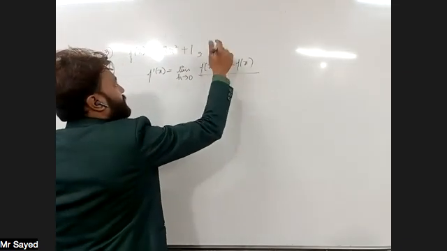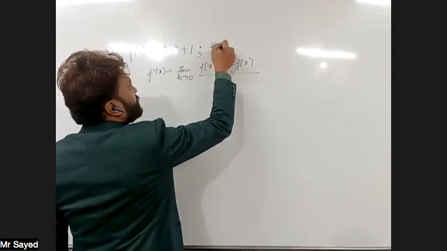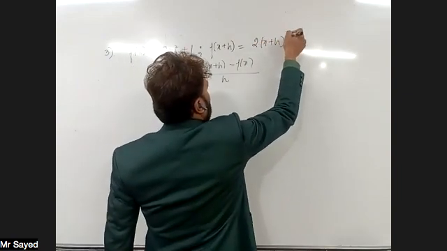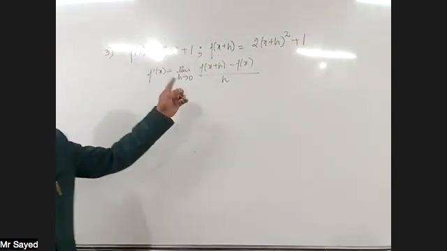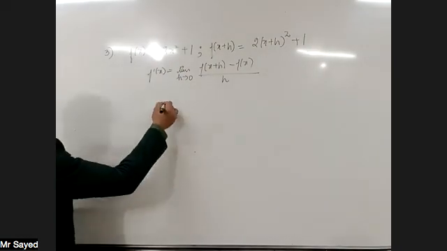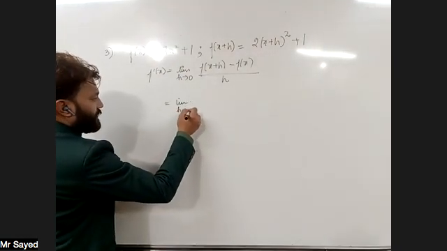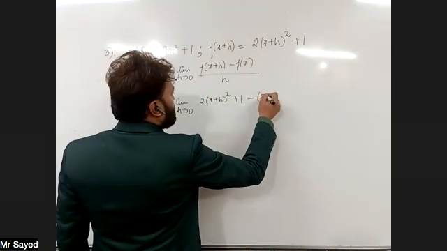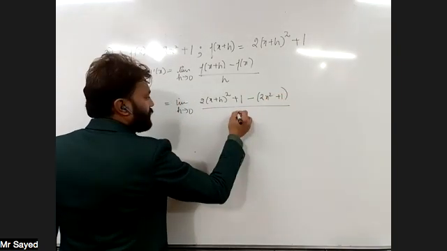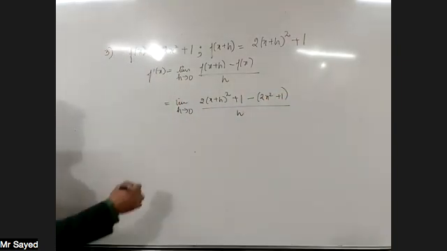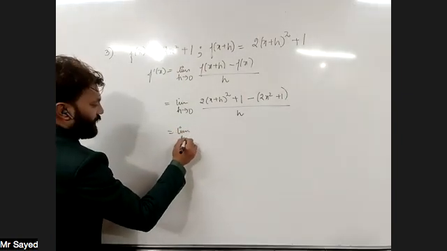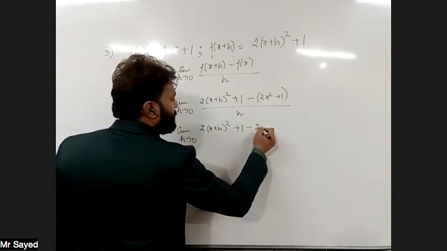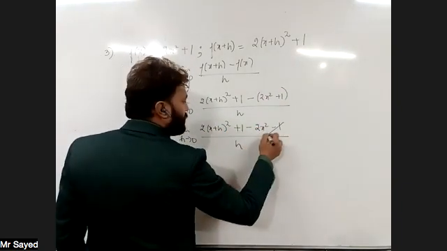So what will be f of x plus h? Twice of x plus h, whole square, plus 1. That is, replace x by x plus h. Now, if we use this result over here, limit h tends to 0, twice of x plus h, whole square, plus 1, minus 2x square plus 1, whole upon h. Now this will be limit h tends to 0, twice of x plus h, whole square, plus 1, minus 2x square minus 1, whole upon h.